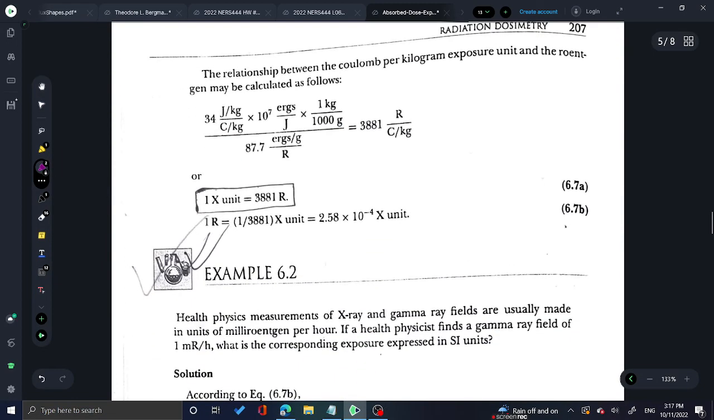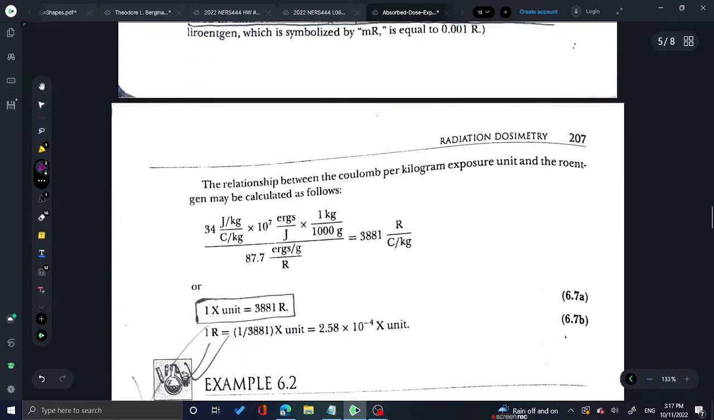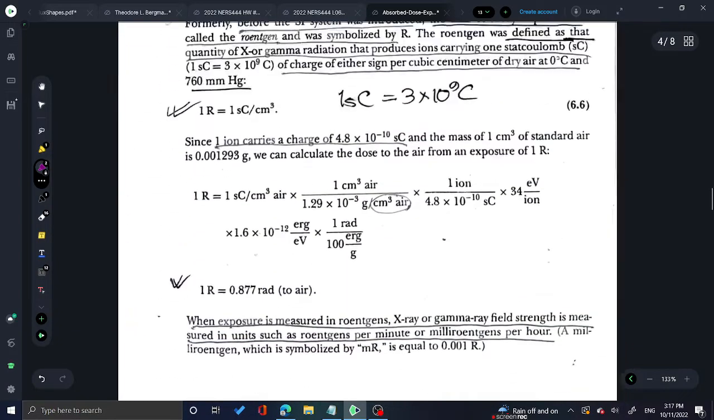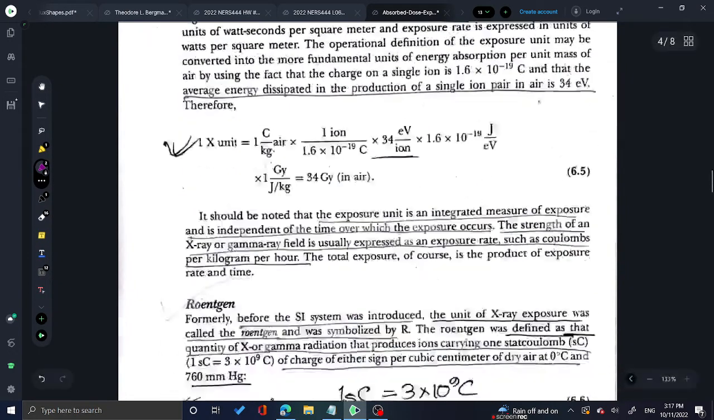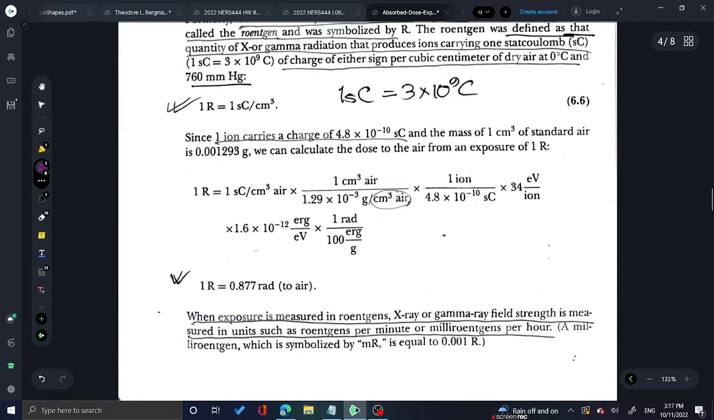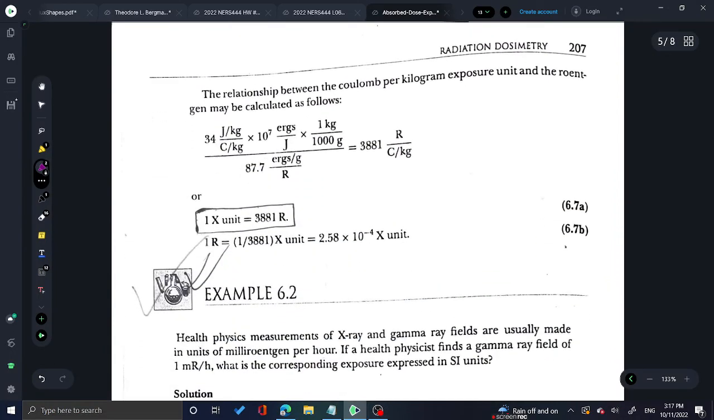ওকে। সো সিমিলারলি if you do it the other way, then you can basically we have correlated 1x with gray and Roentgen with rad, আর আগে আমরা rad আর gray এর মধ্যে correlation দেখছিলাম। So if you put all of these together, then you can correlate 1x unit with Roentgen. So 1x unit will be equal to 3881 Roentgen, and then vice versa is written in the next line.